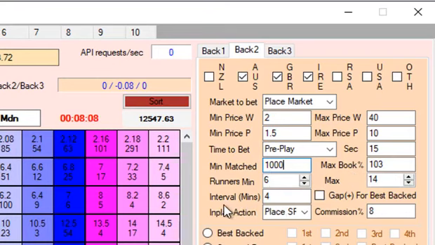Now the important thing here is interval minutes. This here is set at 4, so on back 2, this bot is reading the market from 4 minutes out. It will take a snapshot of the market with all the prices and all the horses.